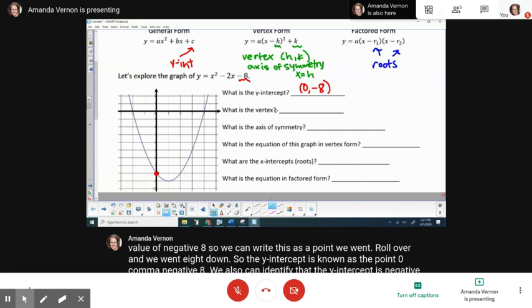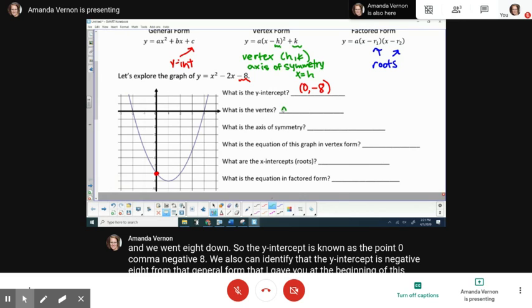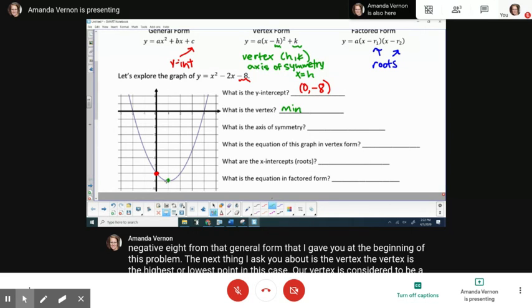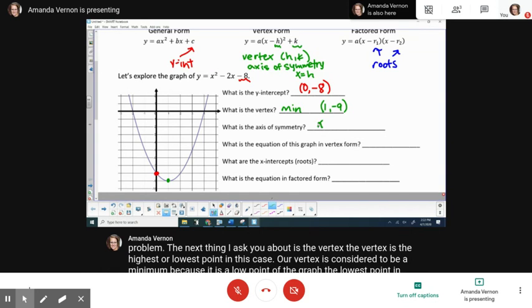The next thing I ask you about is the vertex. The vertex is the highest or lowest point. In this case, our vertex is considered to be a minimum because it is a low point of the graph. The lowest point in which our graph crosses is here at 1, -9. And we would say our axis of symmetry, or the line that cuts it directly in half, is happening at x equals 1.